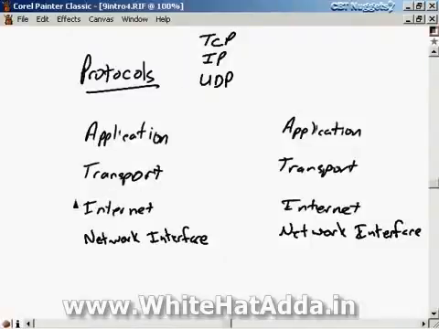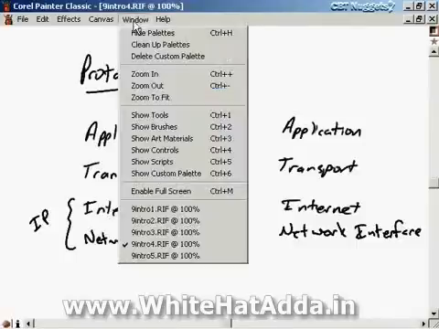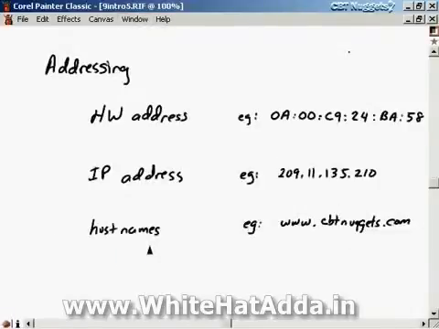Now down here in the Internet and Network Interface layers, this is where the Internet Protocol is used. And up here in the Application and Transport layers, this is where either TCP or UDP is used. What helps the packets travel from one computer to the other computer in the network are what we call addresses. Those addresses range from hardware addresses to IP addresses to host names.